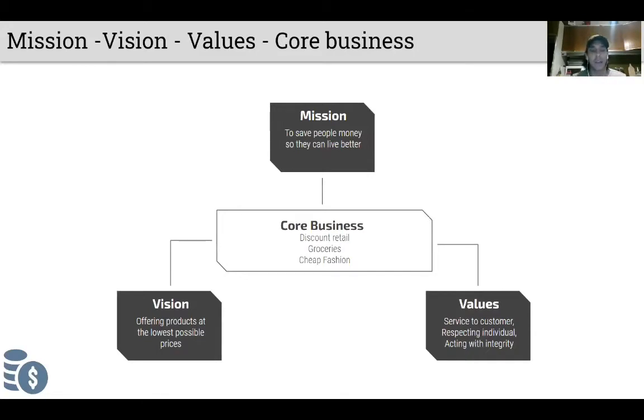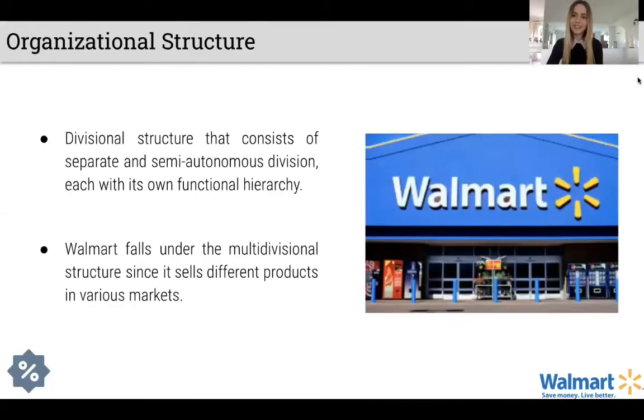Now to talk about the Diamond E framework is my partner Matilda. Thank you, Daniel, for this short introduction. Now we're going to analyze the organizational structure of the company.